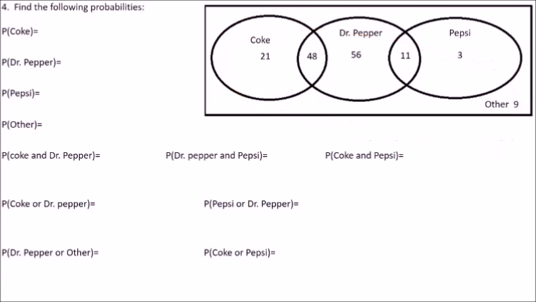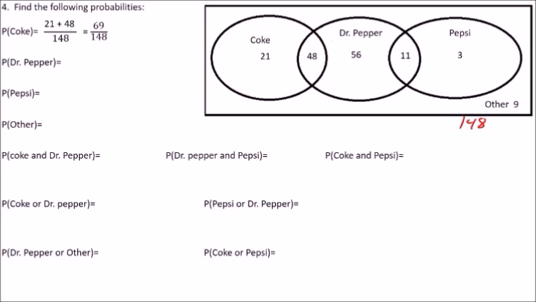If I add up the 21, 48, 56, 11, 3, and 9, I believe I get a total of 148. Right? And so if I add up the probability for Coke, that'll be 21 plus 48 over the total of 148. Add the 21 and 48, and we get a total of 69 out of 148. So the probability of Coke, there are 69 people that like Coke out of a total of 148 people.